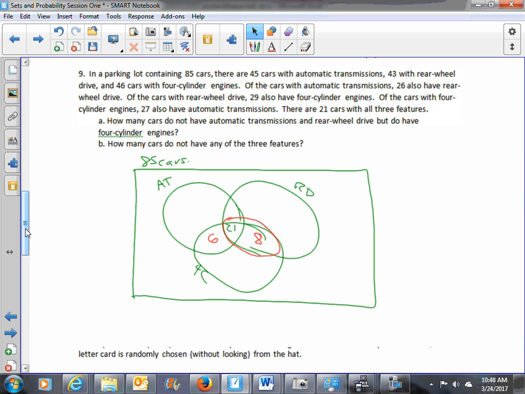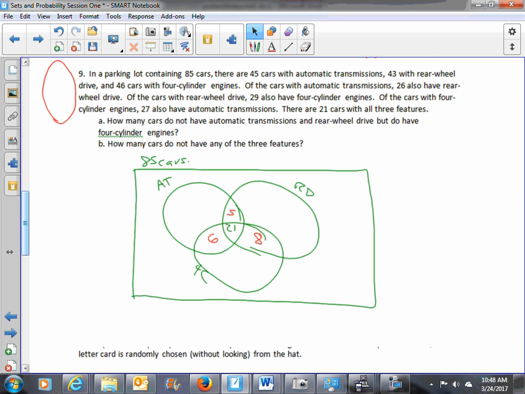And then it says, of the cars with automatic transmissions, 26 also have rear-wheel drive. So now this region right here is going to have 26 in it. We've got 21 in there already, so we have 5 more right here. Now we're finished with this. I'll move it out of the way. So now let's finish the rest up.